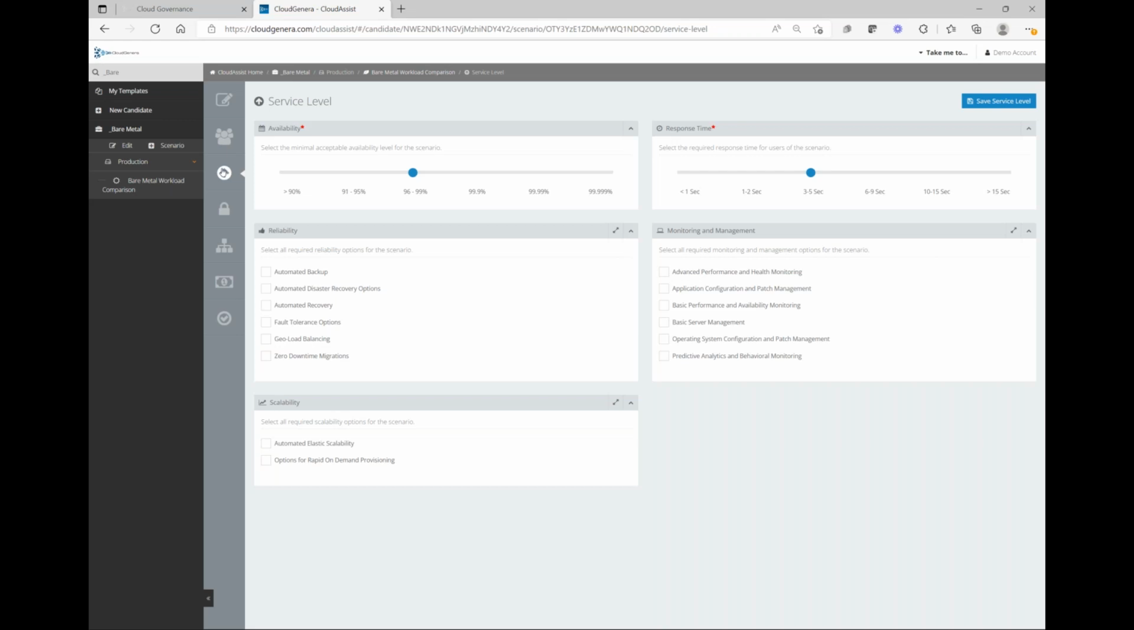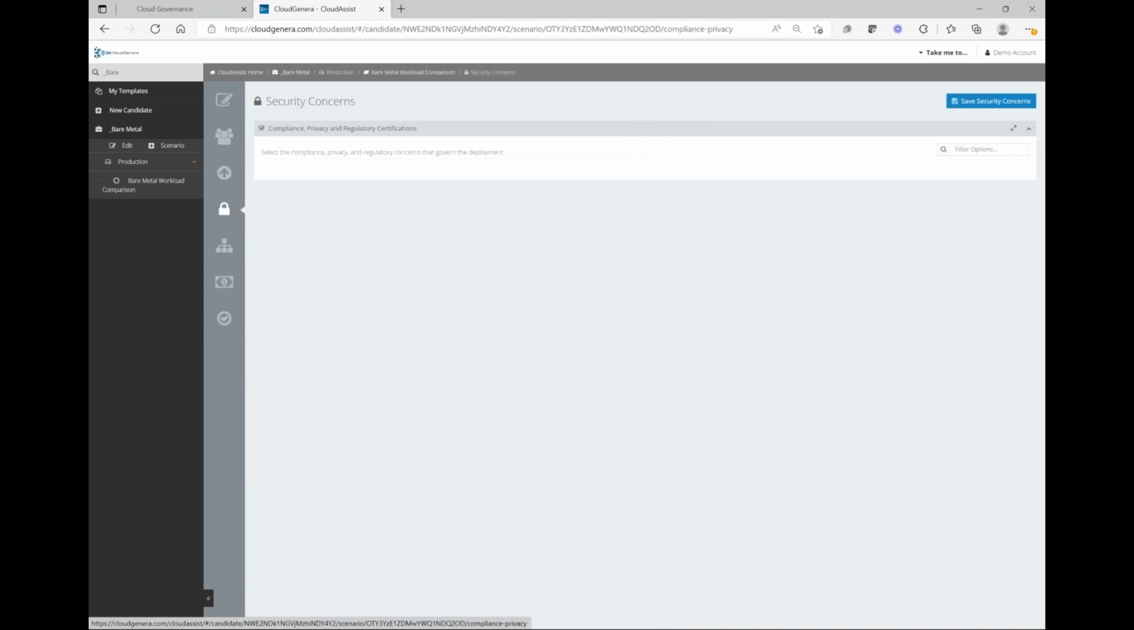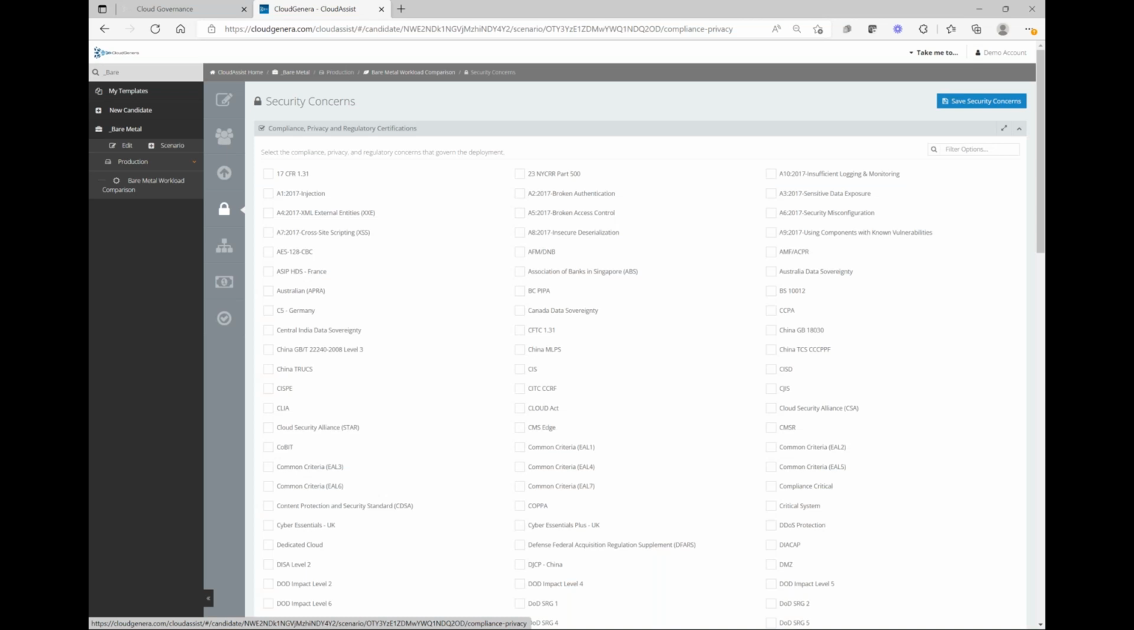And these selections around reliability, scalability, monitoring and management, and the response time, those items will change the price because they'll change the recommended services to achieve what's best for an application's deployment. Also mentioned previously on the prior slide is the repository of security concerns that CloudGenera provides out of the box. Here you can define those concerns that would govern deployment of an application and the service expected to achieve compliance with your security concerns.